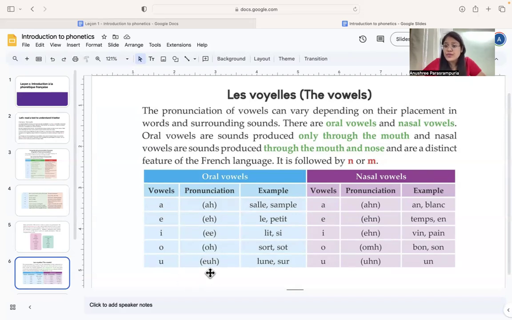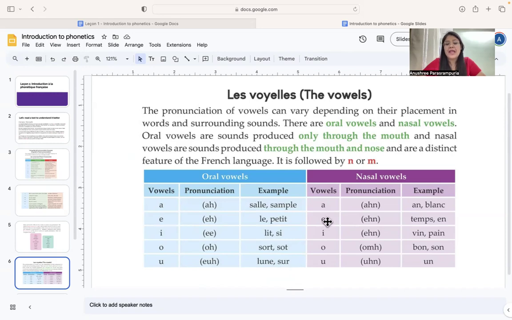Remember? U. So by that logic, this becomes sal. This becomes salut. Similarly, by that logic, it becomes le. Petit. I is E, so this becomes li. Si. O is O, so this becomes sor. Remember, T is silent. U is U. Lune. Sur.